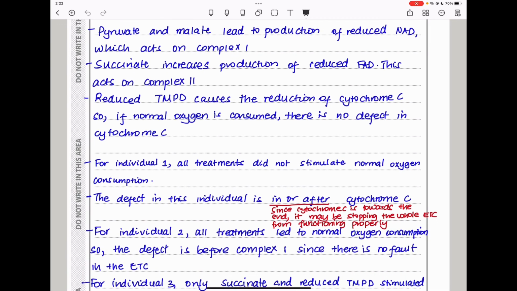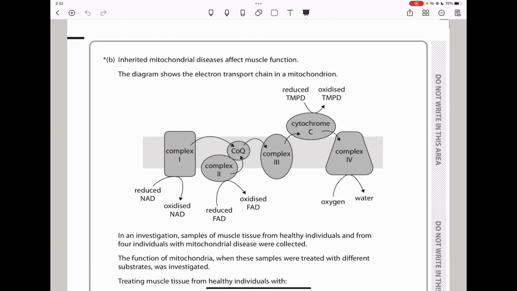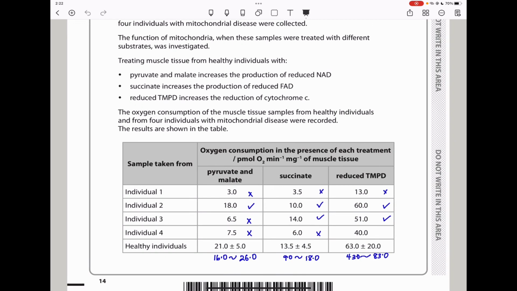Then I went on to talk about the different individuals. So I said for individual 1, all treatments did not stimulate normal oxygen consumption. Again, I want to take you back slowly here. You can see from the table, individual 1, I crossed everything out because for all treatments, the oxygen consumption was not within the required range. And you can see for individual 2, they're all within the required range. Individual 3, we can see only this and that are within the required range. And for individual 4, this is not, that is not, but this is close to the required range. So we can call it kind of normal because 40 and 43 are closer to each other.